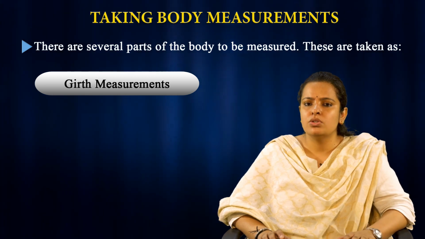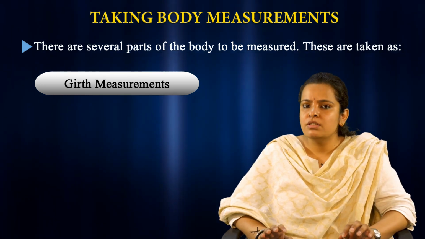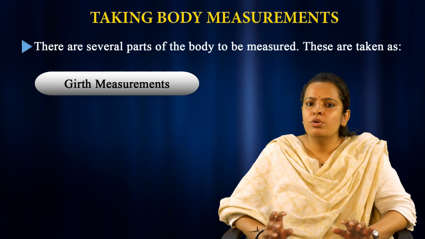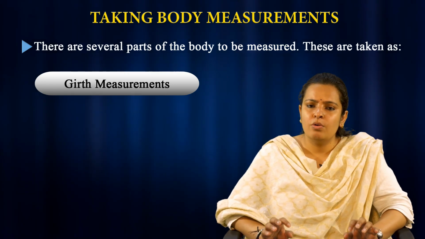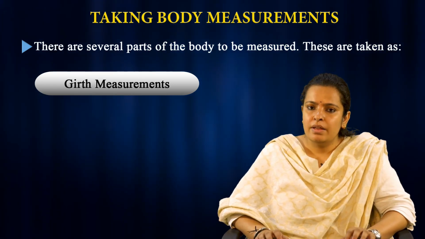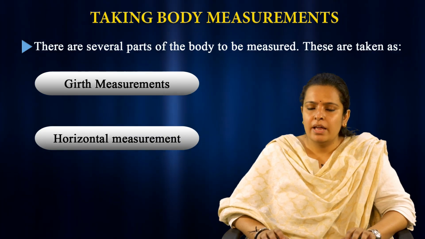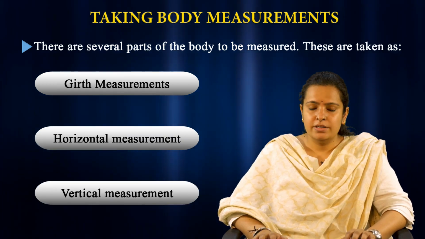Girth measurement is also known as the circumference measurement or the round measurement of the round part of the body. Then we have the horizontal measurement and vertical measurement. So let us see what all these girth measurement, horizontal measurement and vertical measurement mean.